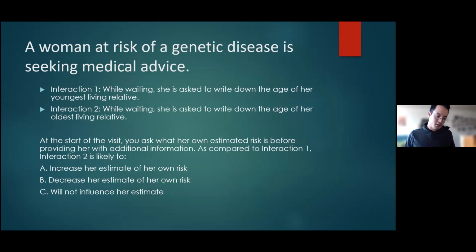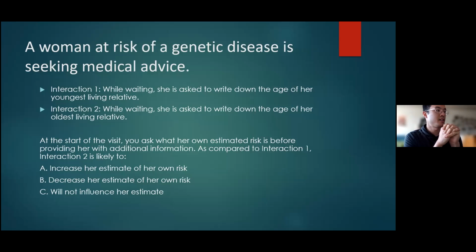The normal quiz takers, they validated this with normal people and then they gave it to the residents. So the first interaction is while waiting, she's asked to write down the age of her youngest living relative. For a different person, while they're waiting, she's asked to write down the age of her oldest living relative. At the start of the visit, you ask her what her own estimated risk is before providing her additional info.